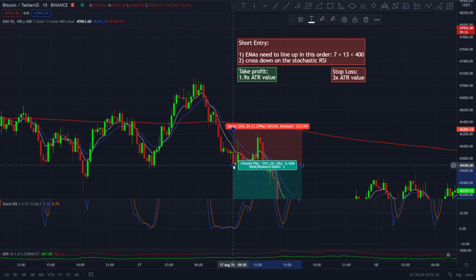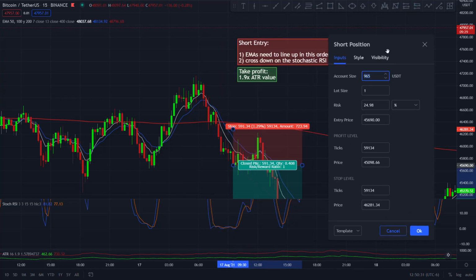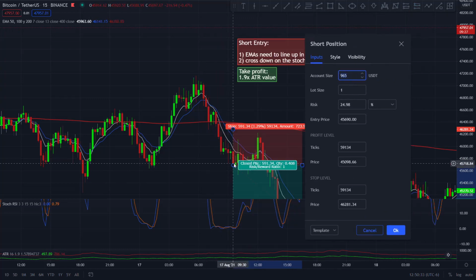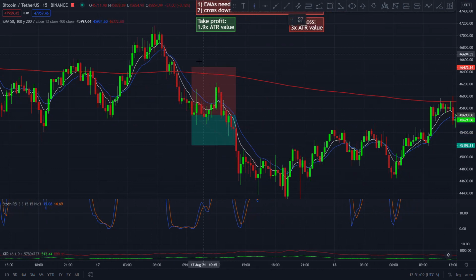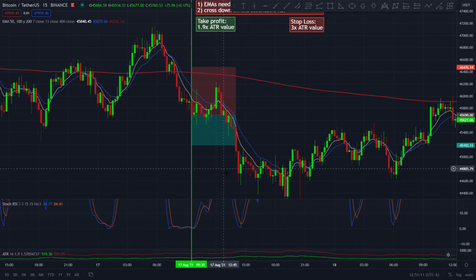Our stop loss and take profit is going to be the same as with the long position. So we just take a look down on our ATR indicator. You can see our take profit is going to be 497.89. And our stop loss is going to be 786.14. As you can see, we hit our take profit on this candle. So it's going to be a winning trade. Now let's see another example.